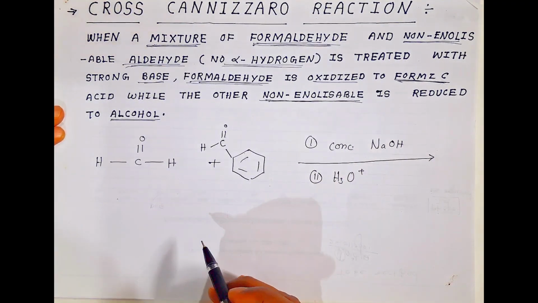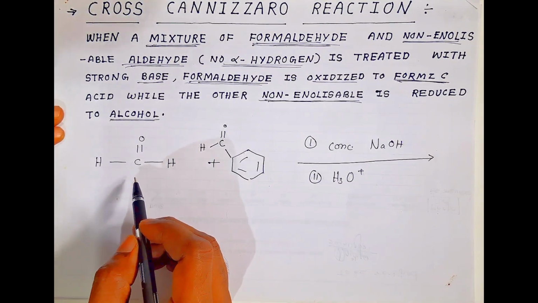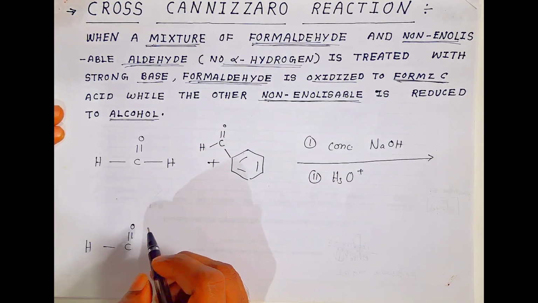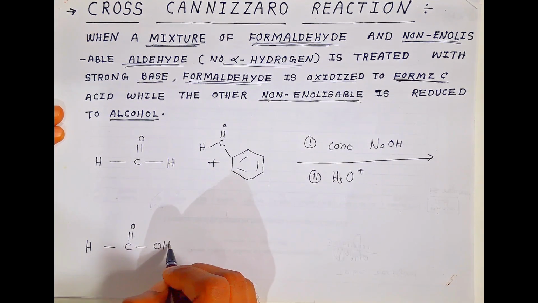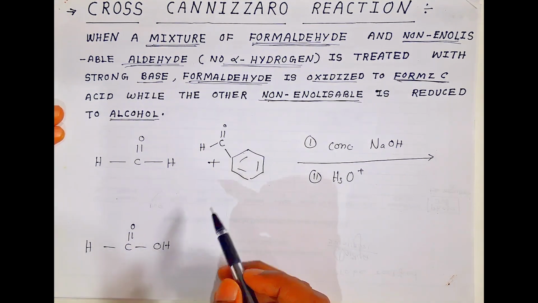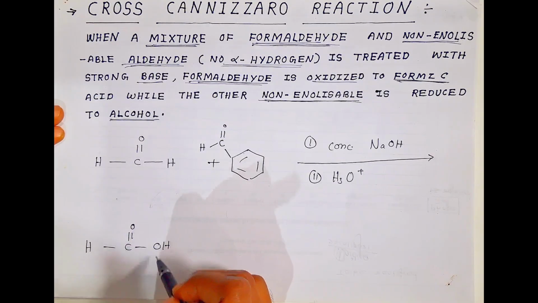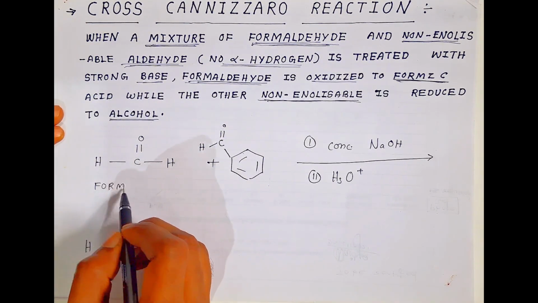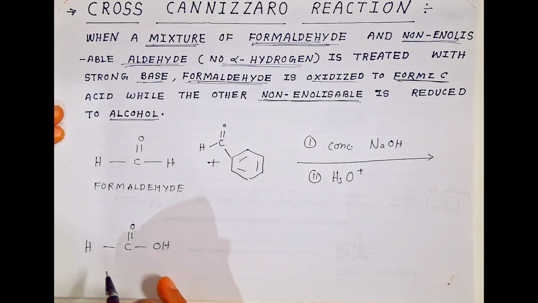So what happens, students? This formaldehyde will convert into formic acid. So there is a formation of COOH. It will oxidize. See, there is addition of oxygen, so this is oxidized to formic acid. So formaldehyde, students, is oxidized to formic acid.